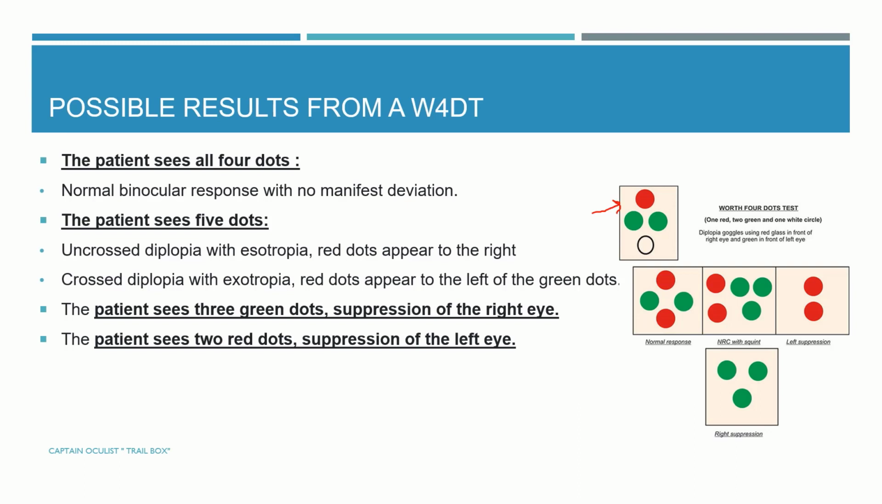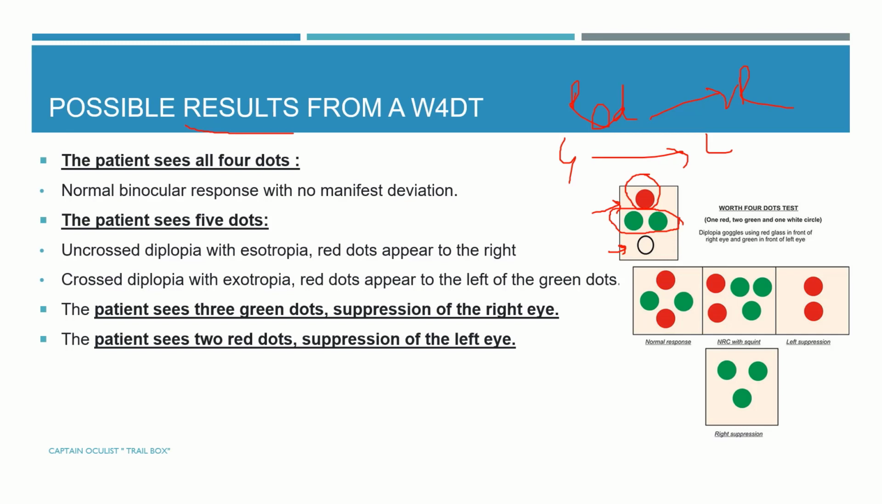So the procedure: a patient wears red-green goggles with the red lens in front of the right eye, which filters out all colors except red, and the green lens in front of the left eye, which filters out all colors except green. The patient then views a box with 4 lights: 1 red, 2 green, and 1 white. So what is the result?